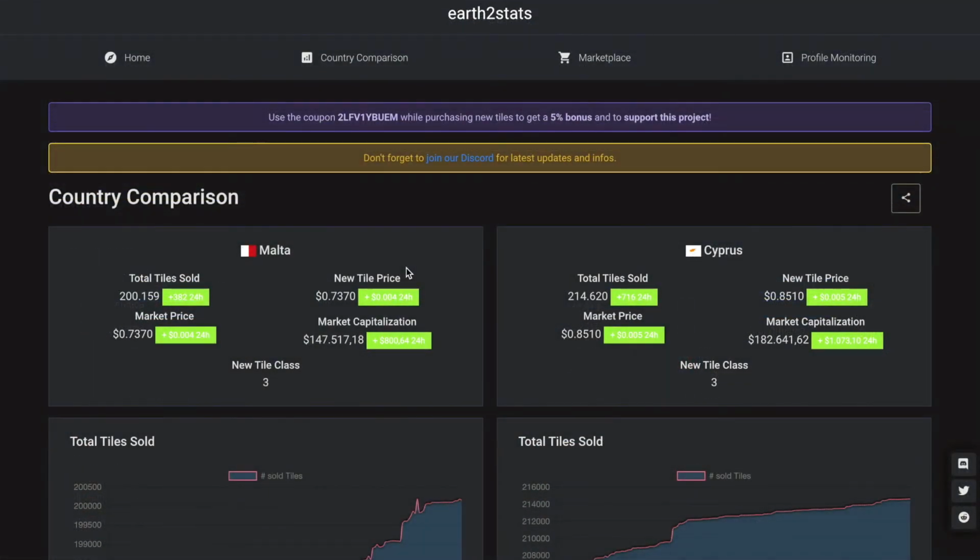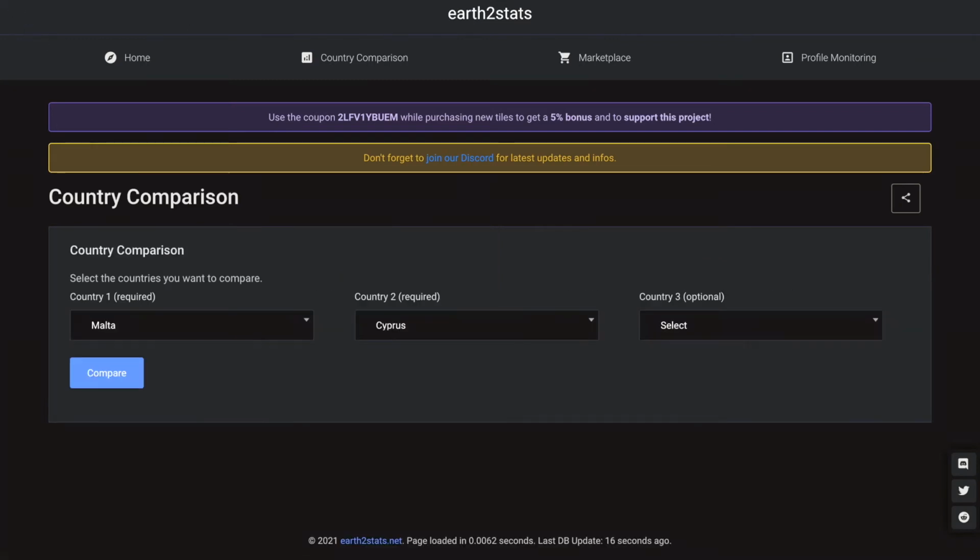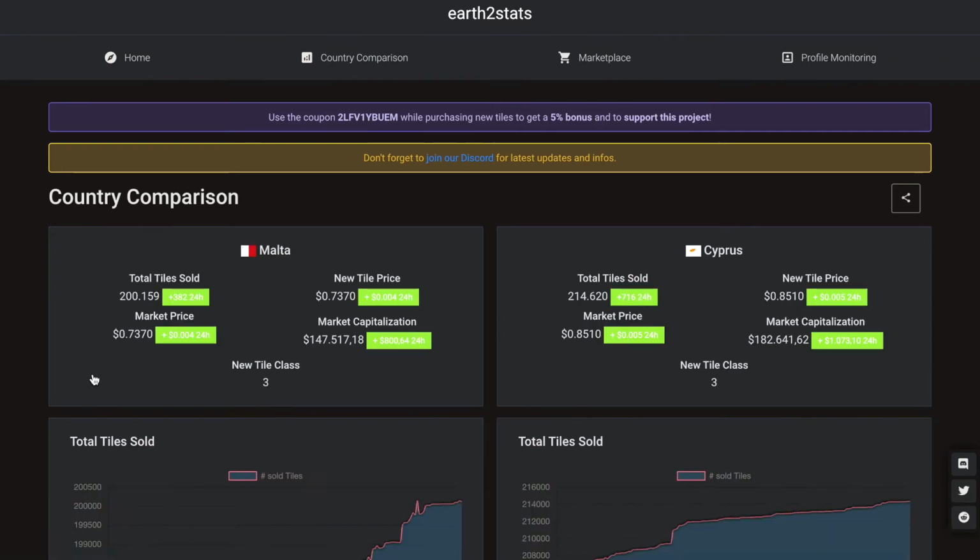As you can see, we're now on the country comparison part of the Earth2Stats website. You can use this when comparing two very similar countries to decide which one you're going to buy in. So just here you put in the two countries you want to compare and an optional third one if you want to do that. I've got Malta and Cyprus, two Mediterranean islands. Then press compare and it'll come up with this page.